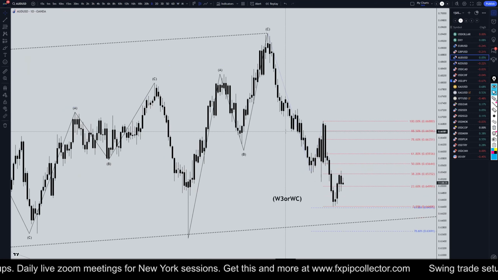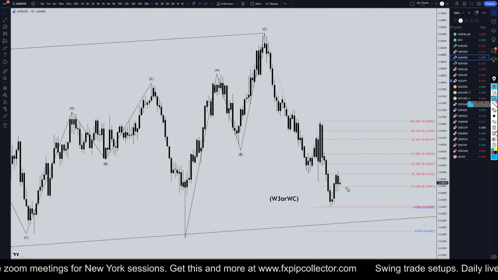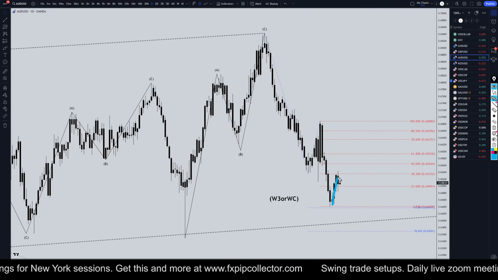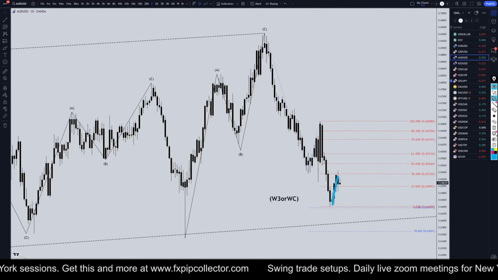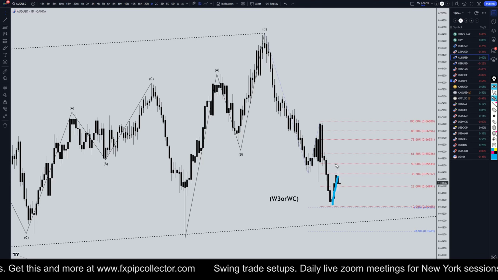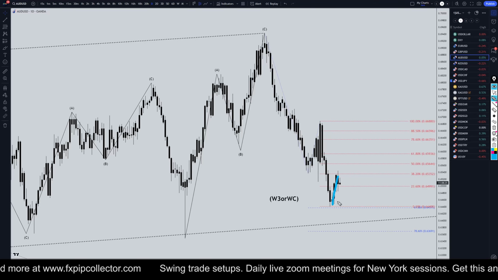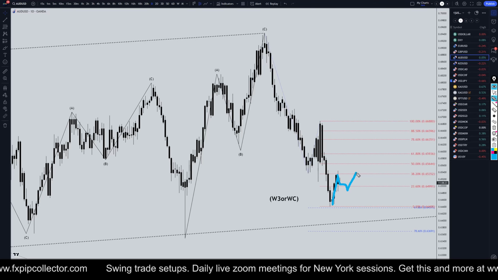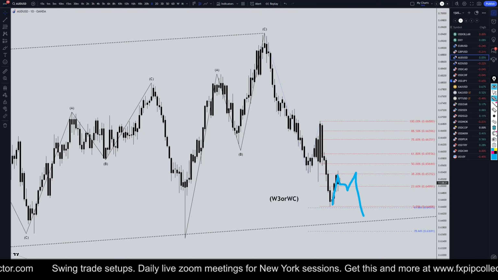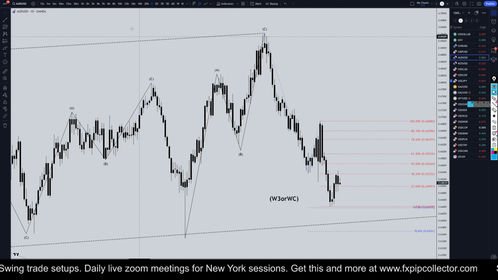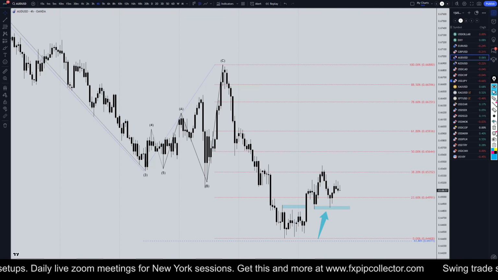Heading down to the daily time frame. So even on the daily time frame, we definitely did make a pretty strong move to the upside, but that doesn't really prove that anything is over. I think that the trend is definitely still down on this time frame, and we have to keep in mind that it could end up making 3 waves up and continuing the downtrend very easily. Heading down to the 4 hour time frame.